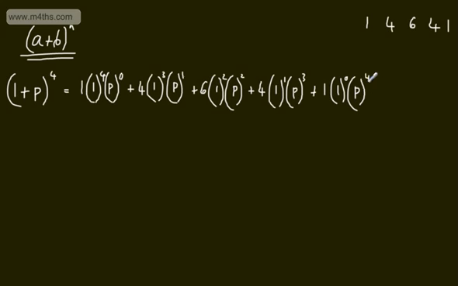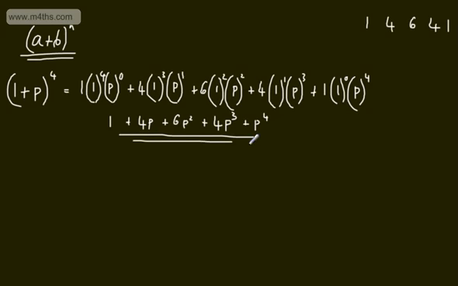So we would be expected to tidy this up and write this in ascending powers of p. Here I've got 1 times 1 times 1, which is just 1. I've got 4 times 1 times p, so that's plus 4p. I've got 6 times 1 times p squared, so that's plus 6p squared. I've got 4 times 1 times p cubed, so that's plus 4p cubed. And finally, 1 times 1 times p to the fourth, which is plus p to the fourth. So there are our 5 terms, and that's a nice straightforward expansion.